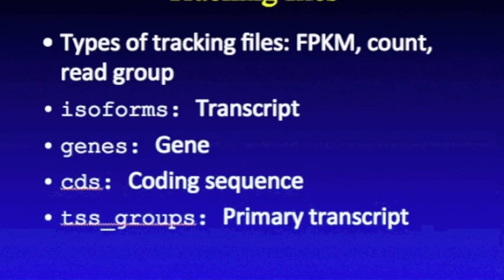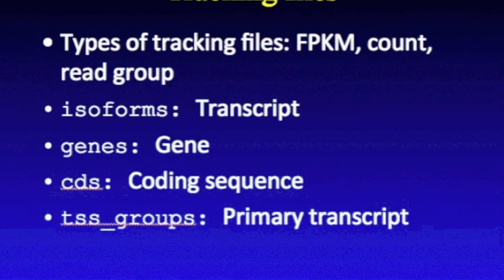There are three types of tracking files outputted by Cuffdiff: FPKM, count, and read group. Within these three types, four subsets of the transcriptome are quantified. These are isoforms, genes, coding sequences, and primary transcripts. FPKM tracking files basically quantify the expression of these subsets. Count tracking files estimate the number of fragments that originated from each subset, while read group files contain the expression and fragment count for each subset in each replicate.